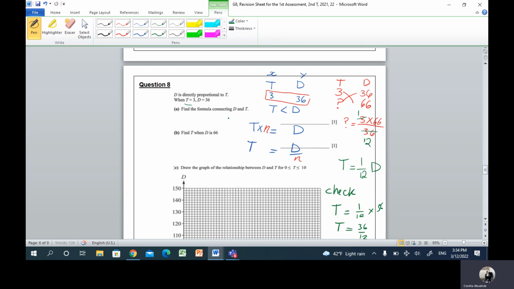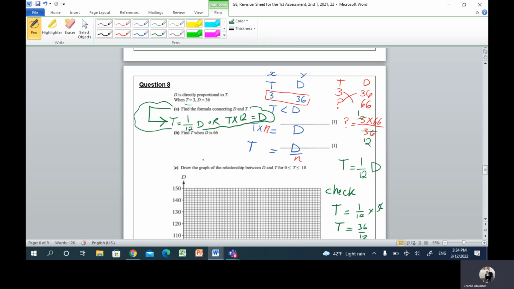So the formula between D and T, or T and D, you can write in one of two ways after I explained it here. You can say T is equal to 1 over 12 D, or T times 12 will give me D. So that would be the answer for this question.